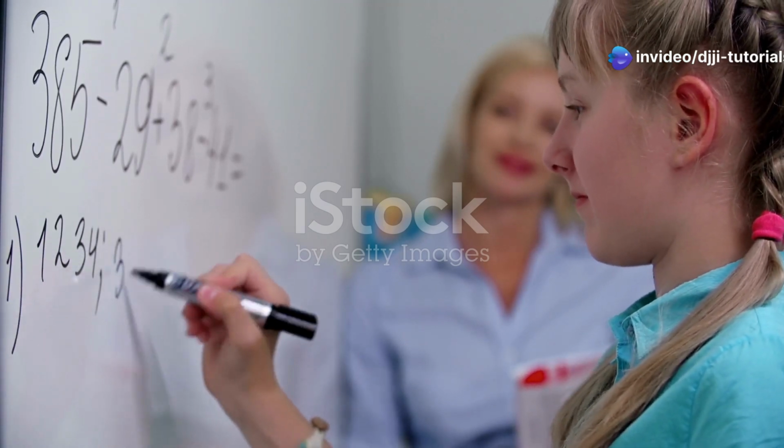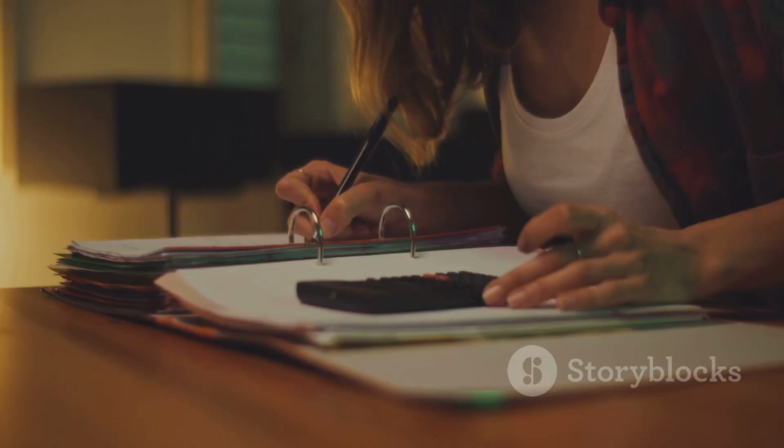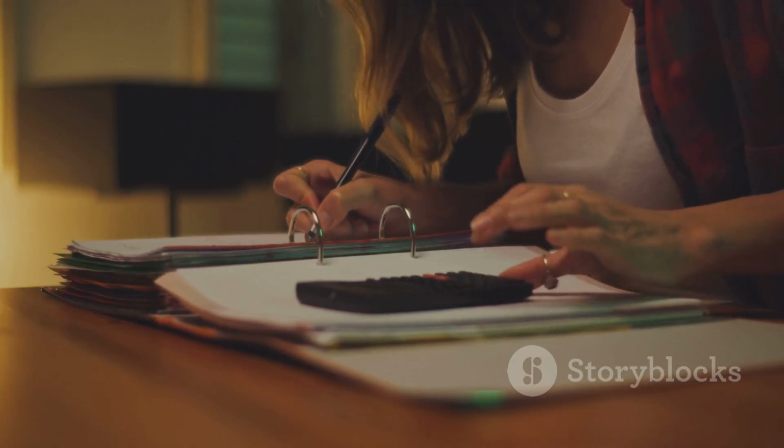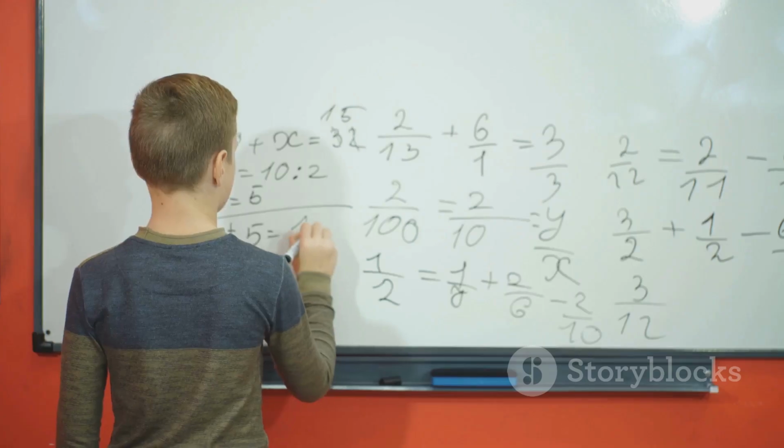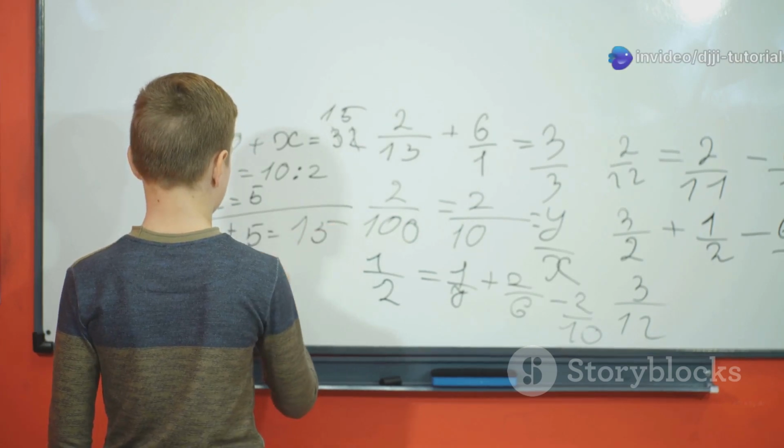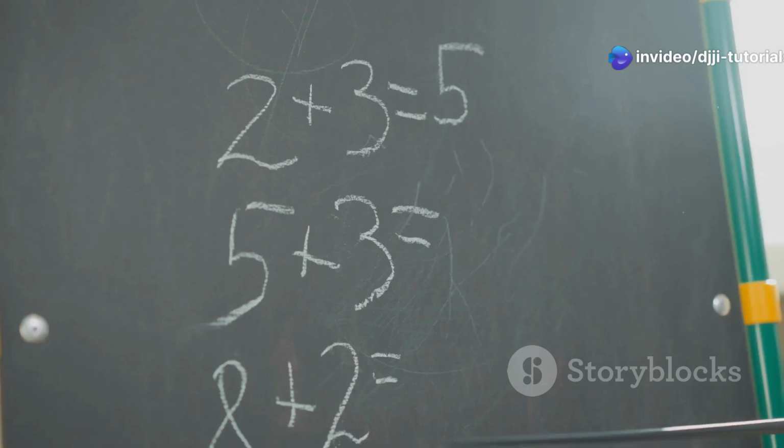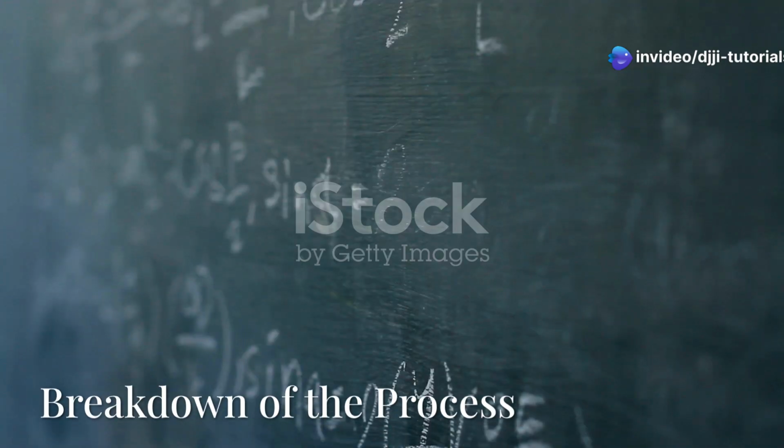Simplifying expressions in grade 9 math involves combining like terms and using the order of operations to reduce the expression to its simplest form. This includes simplifying within brackets, exponents, multiplication and division, and then addition and subtraction.